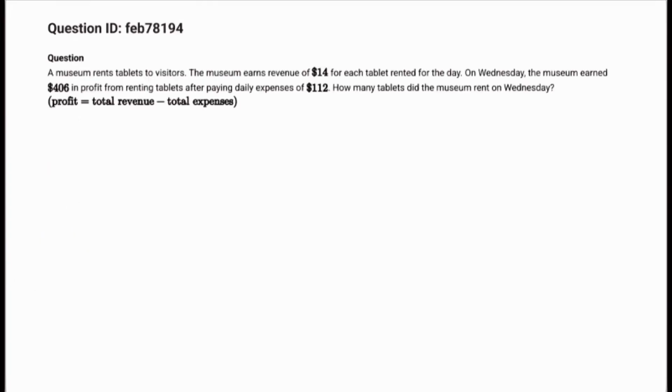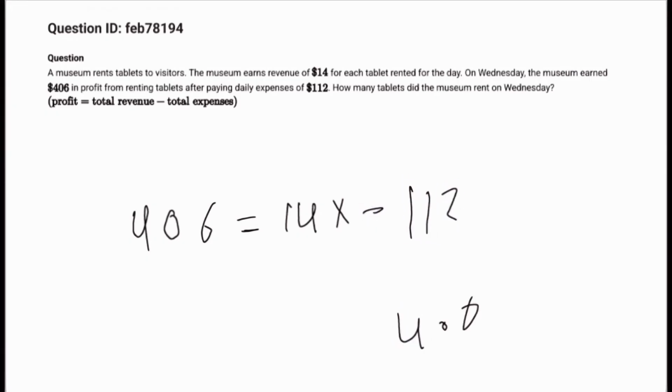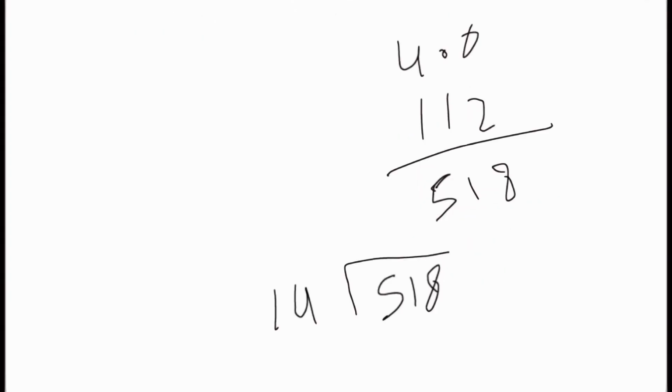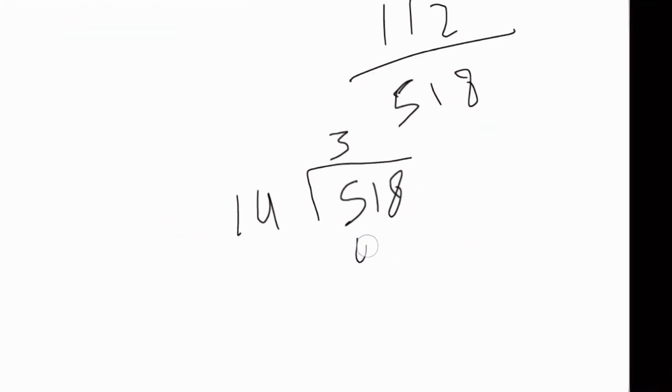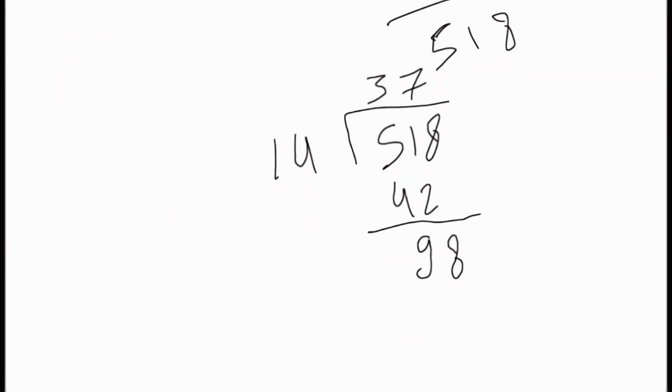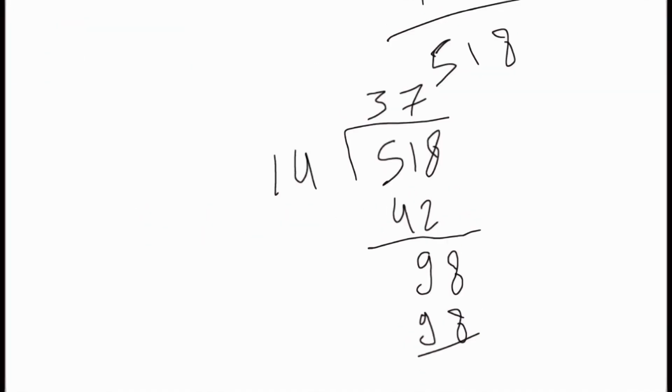A museum rents tablets to visitors. The museum earns revenue of $14 for each tablet rented for the day. On Wednesday the museum earned $406 in profit. 406 equals 14x minus 112 in expenses. So 406 plus 112 is 518. 518 divided by 14 is 37. So the answer is 37.